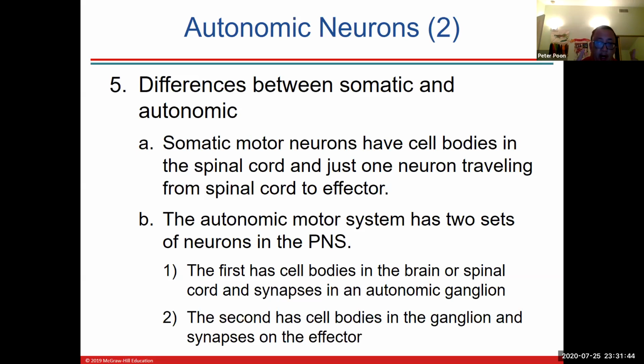The somatic motor neurons have one axon going from the CNS all the way to the muscle, and that axon is very well modulated, so the speed is very quick. The autonomic nervous system has two sets of neurons. That makes it slower, and the modulation is usually less, so that also makes it slower. The first set has cell bodies in the brain or spinal cord and synapses to an autonomic ganglion. The second one obviously starts at the ganglion and ends at the muscle or gland.